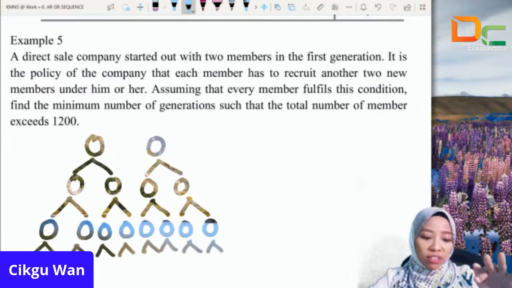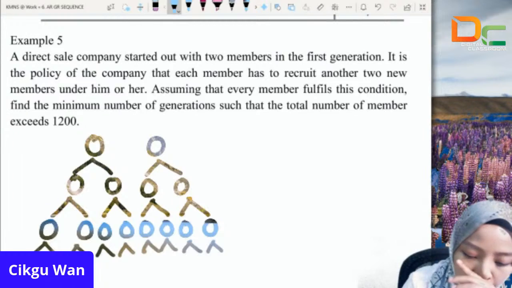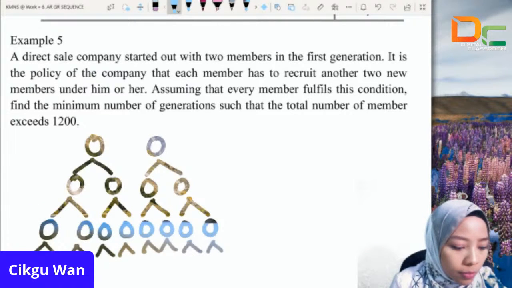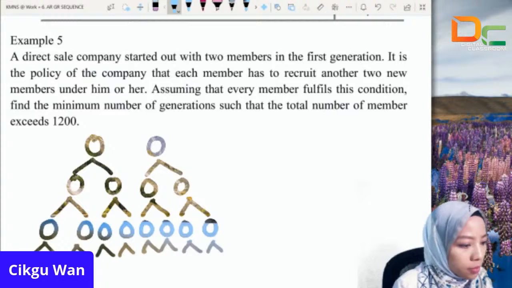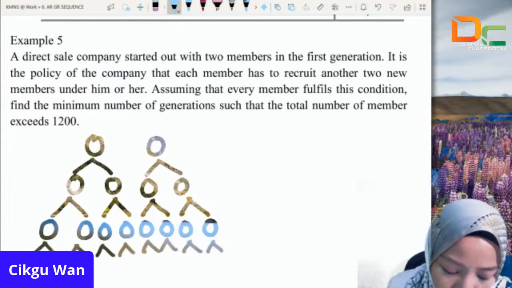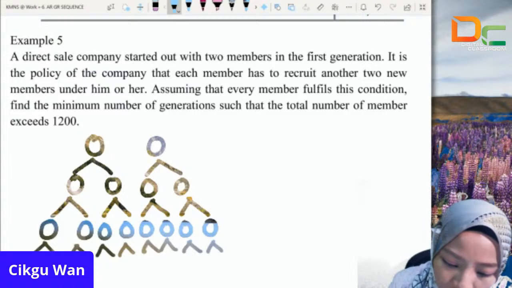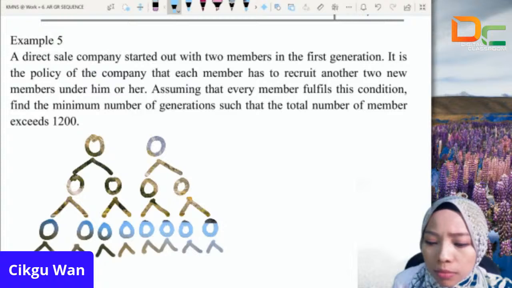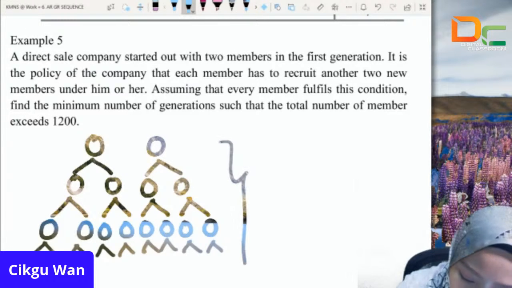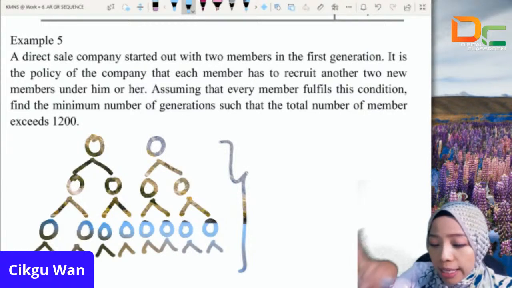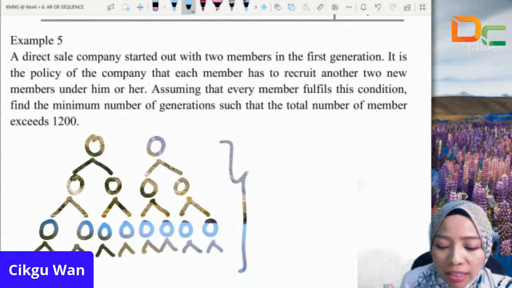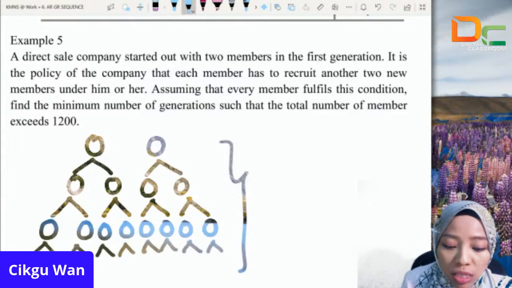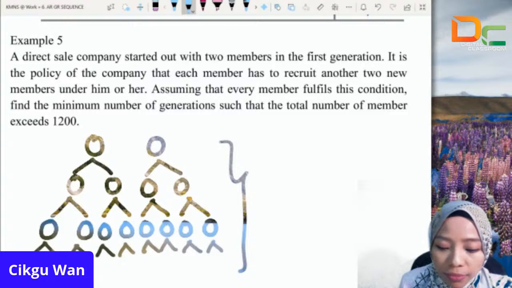Okay, so nampak first generation, second generation. Sekarang ni first, second, third. So dia nak bila? Dia nak greater than 1200. Find the minimum number of generations such that the total number of the members exceed 1200. So what do you expect? Tn ke? The nth term ke? Which generation? 7 generation ke? Atau dia nak semua? Okay, dia nak total semua.